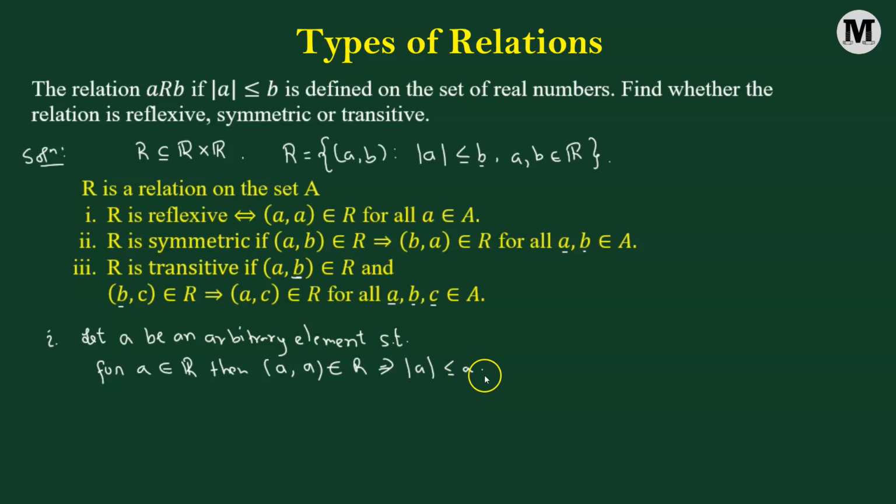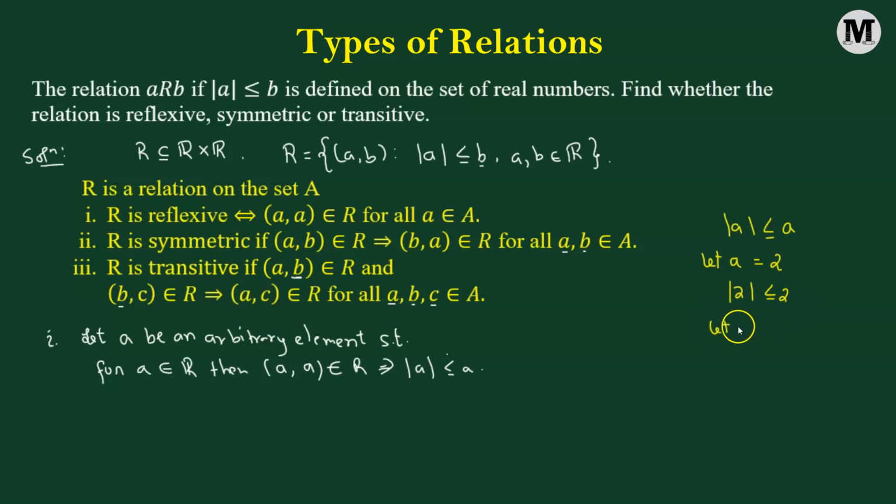Now, is this a true statement? Is the absolute value of A less than or equal to A? No, this is not a true statement. This is not necessarily true. Why? Let's try to understand this. Let's consider positive real numbers. For instance, let's say A is positive 2. In that case, we can say that the absolute value of 2 is less than or equal to 2. So this is a true statement. That makes complete sense.